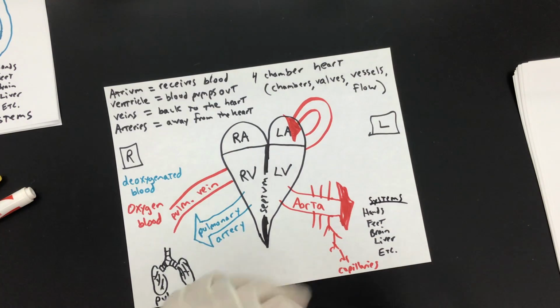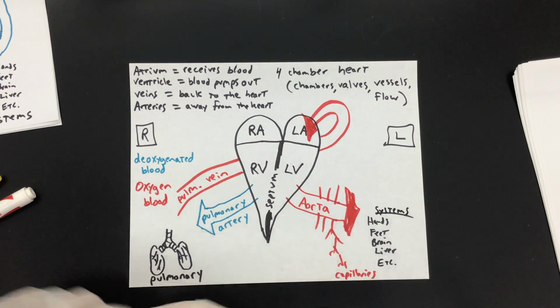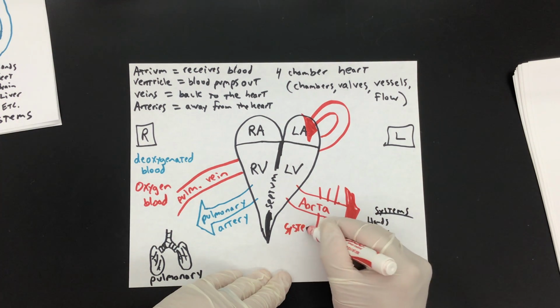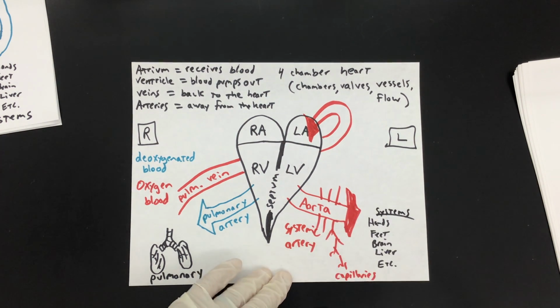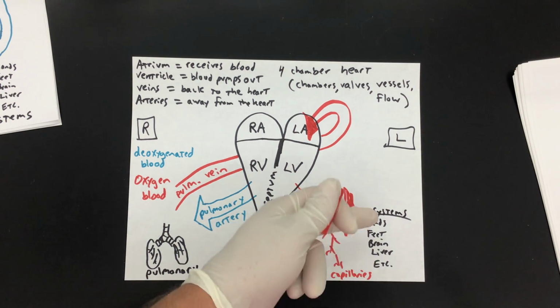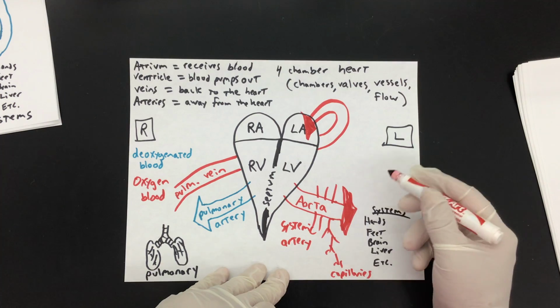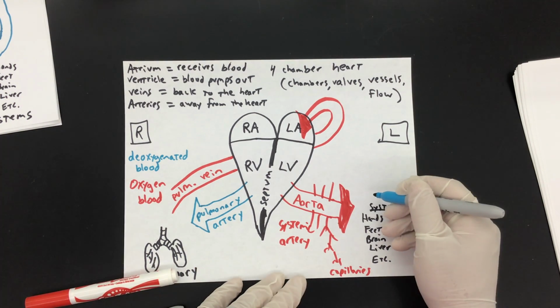Systems. And so another thing you could call this vessel here is a systemic artery. Artery because it's leaving the heart, and systemic because it's going to your different systems. So these are going to be systemic arteries. And then you're going to have a systemic vein that's going to go back to the heart.